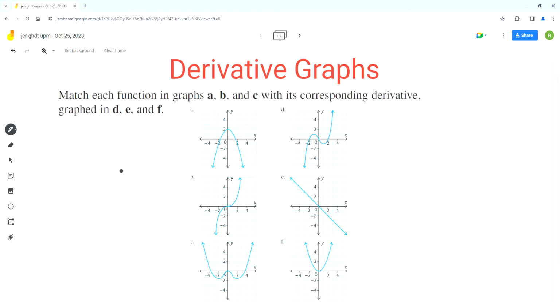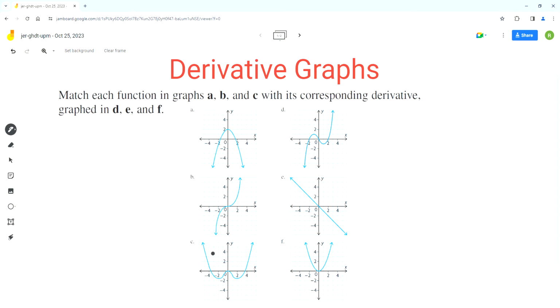So in this video, we'll solve this problem based on the concepts of derivatives. As per the problem, match each function in graphs A, B and C, these three graphs, with its corresponding derivative graphed in D, E and F. So these three graphs. So the first step here is to analyze the given graphs.